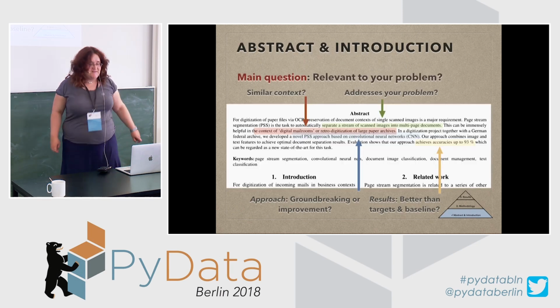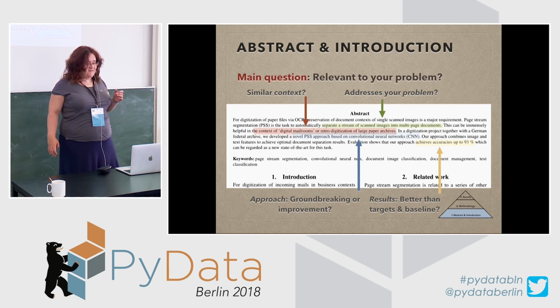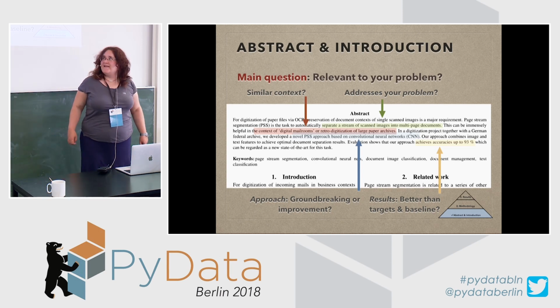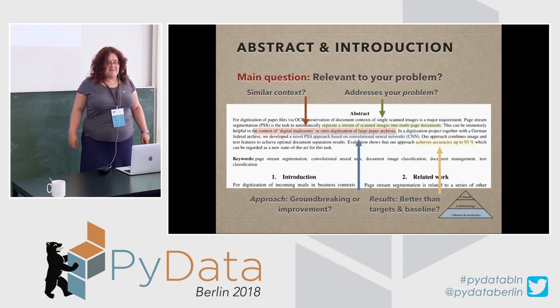And the first section that's always interesting to check is the abstract and the introduction. It's usually pretty short, so it's not a lot of time invested. And the main question here is: is this paper at all relevant to your problem? There are different questions you can ask yourself. The first one being, does it address your problem at all, or is it about something totally different?